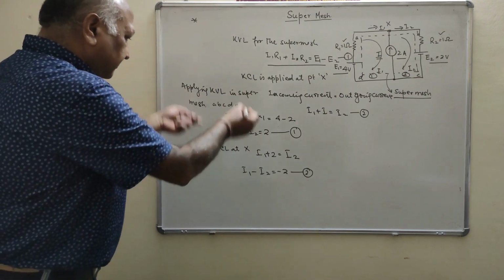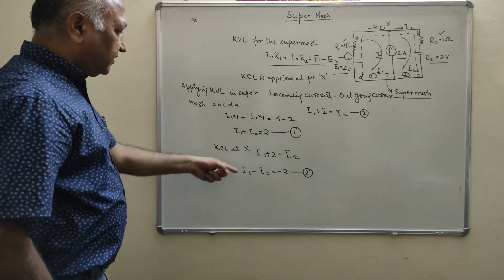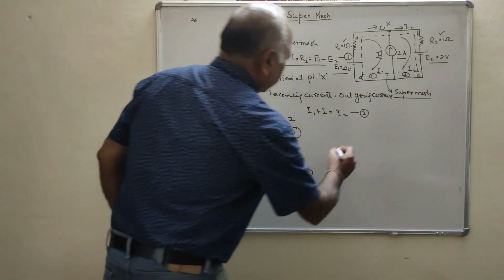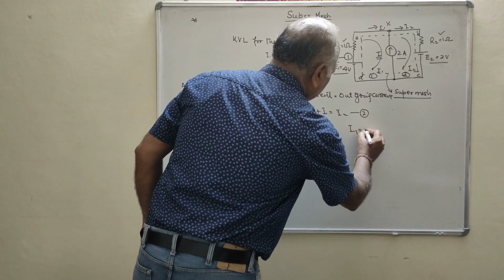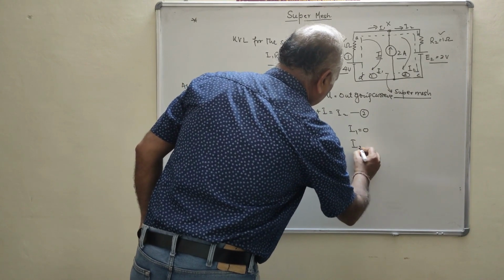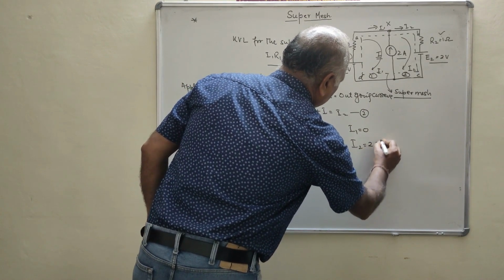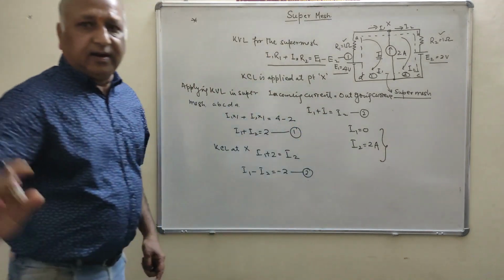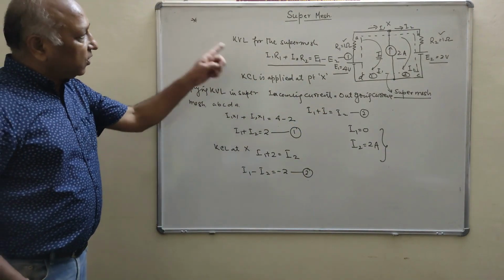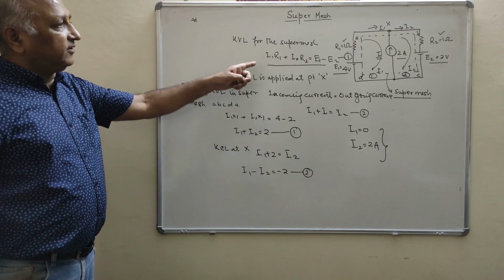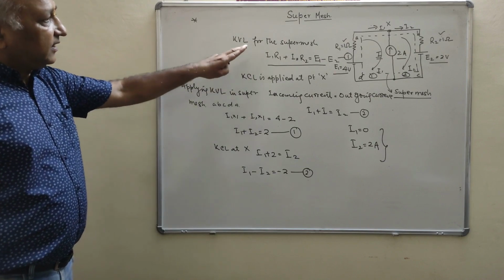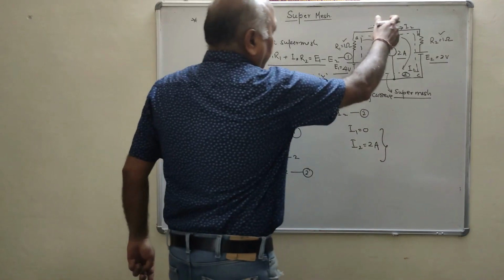Now if we add this equation, 2I1 is equal to 0, that is, I1 is equal to 0. And what is the value of I2? That is equal to 2 ampere. Clear? And this is the solution for the super mesh. Clear? That is the super mesh.